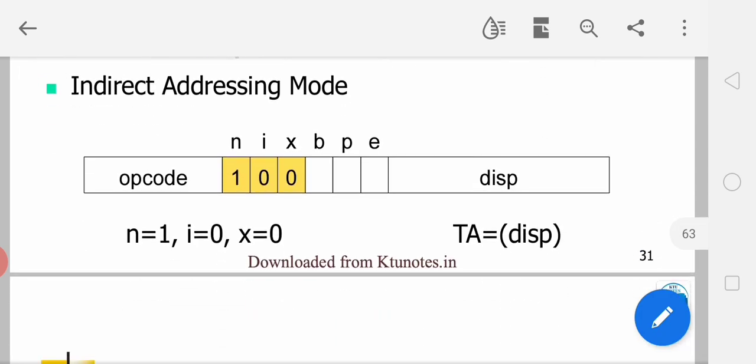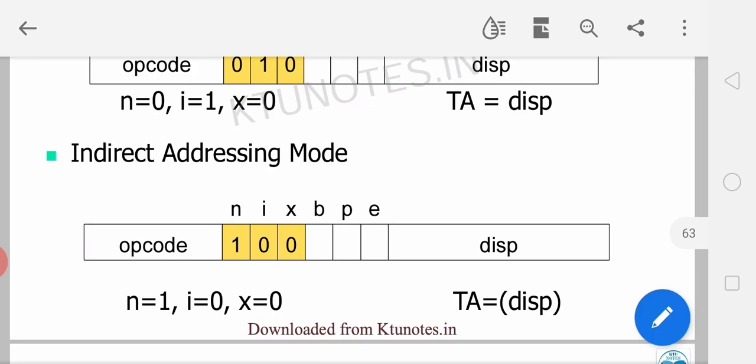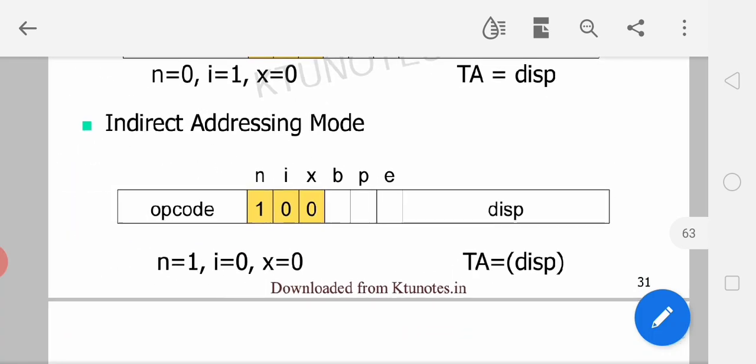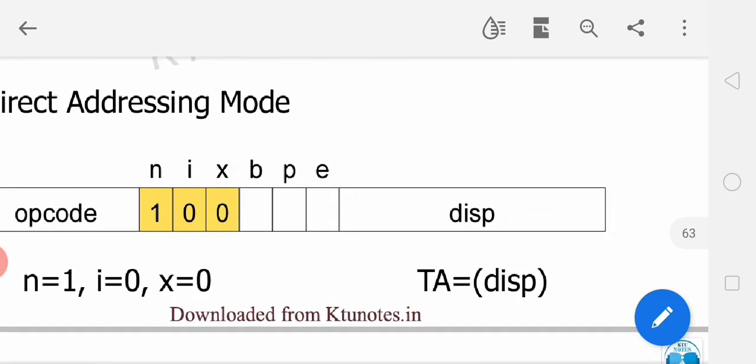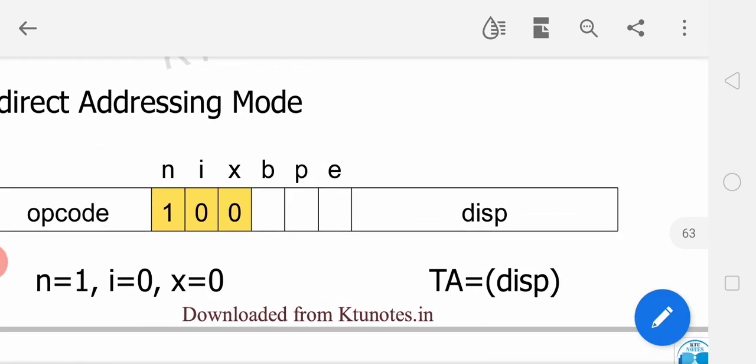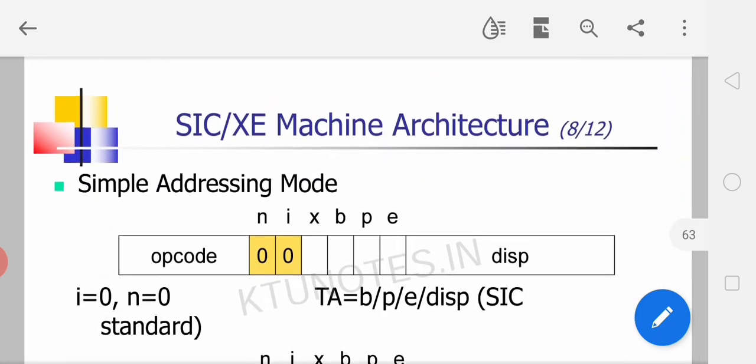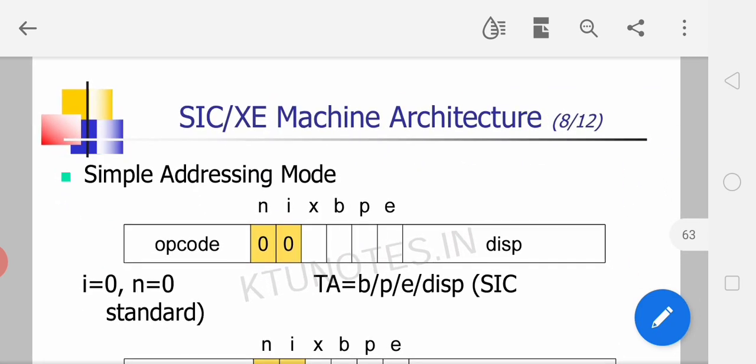Then what about indirect addressing mode? In indirect addressing mode, n stands for indirect addressing, so the value of n should be 1, and all other values are 0. In this case also, we are using the contents in displacement, not the address. We are getting the contents in displacement. That is indirect addressing mode. Then what about simple addressing mode?